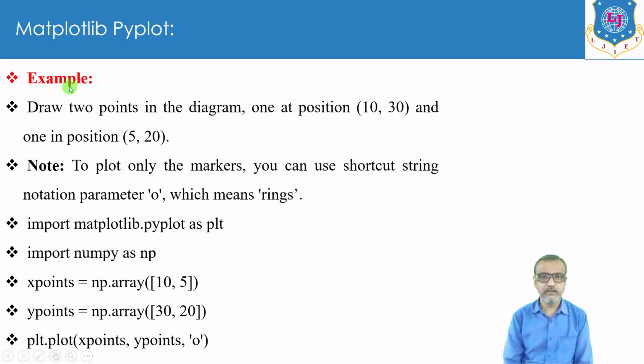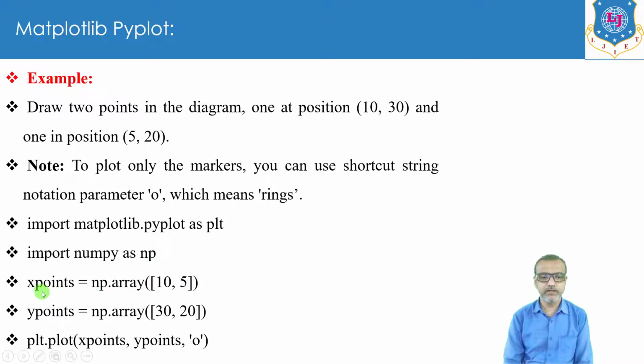Now we have another example: draw 2 points in the diagram, one at the position 10, 30 and one at position 5, 20. Keep in mind the important note: to plot only the markers, you can use the shortcut string notation parameter o, which means rings. We will write down the program over here. First of all, the same statement, import matplotlib.pyplot as plt. Then after, we have to import numpy, that is import numpy as np.